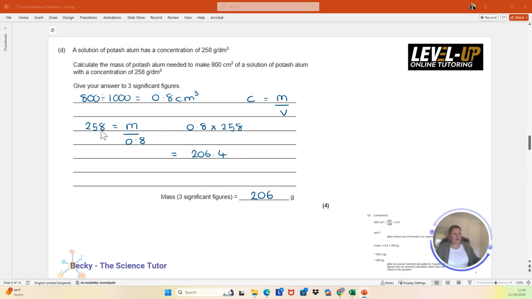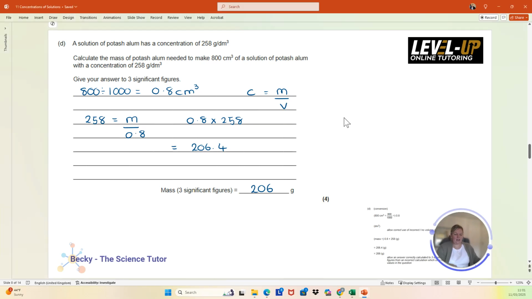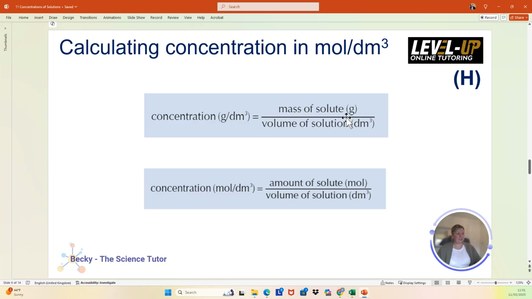Okay, now the next section of this is for higher tier students only. In terms of calculating concentrations, if you are a foundation level student, you will only ever be asked to do it in grams per decimetre cubed. If you are a higher level student, you are asked to calculate in moles per decimetre cubed. And so in this section now, we're going to have a look at how we calculate in terms of moles per decimetre cubed.